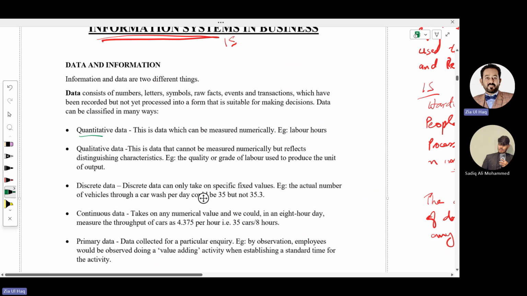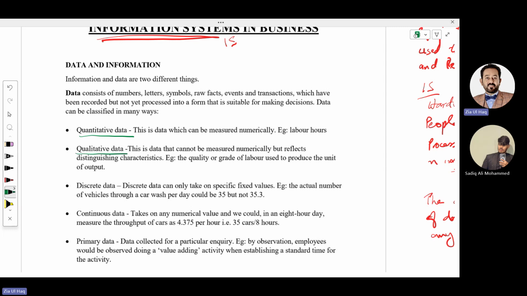Data could be of two types, quantitative data or qualitative data. Quantitative means in terms of numbers. Qualitative means in terms of attributes. In terms of number will be quantitative, quantity, while qualitative in terms of quality. Average, good, bad. What is that? Qualitative data.